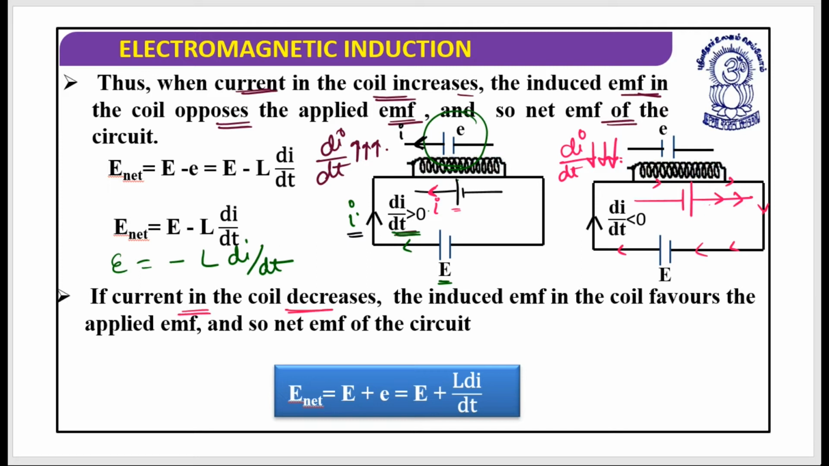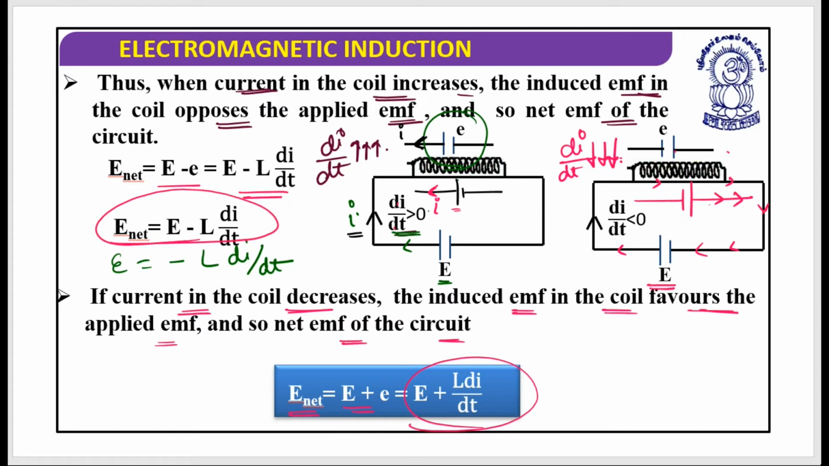So in short, if current in the coil decreases, the induced EMF in the coil favors the applied EMF, and so the net EMF of the circuit would be E net equals this first battery plus this second battery, which will be given as E plus L di by dt. And if di by dt is increasing, then it will oppose the one, and it would be E minus E, which could be written as E net equals E minus L di by dt.